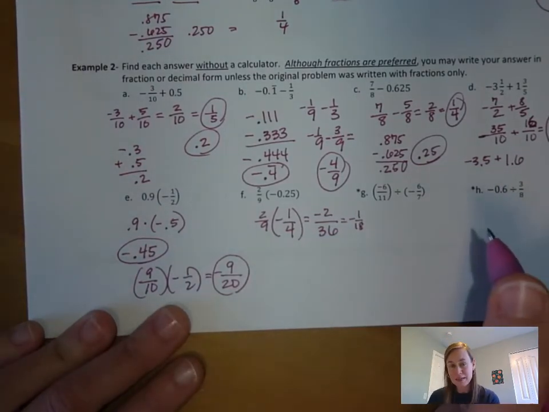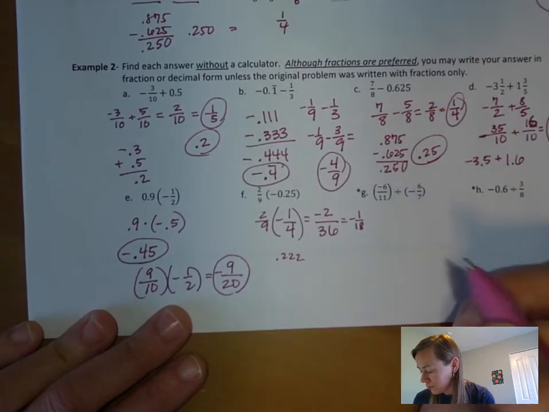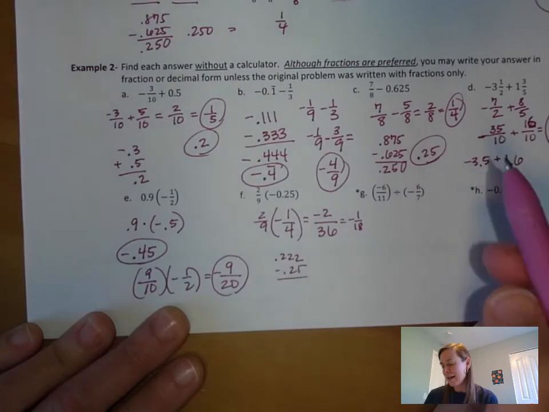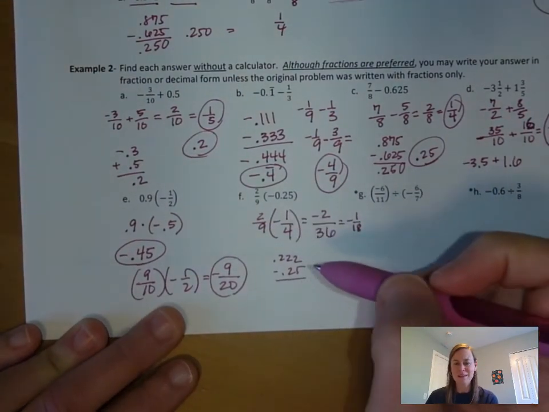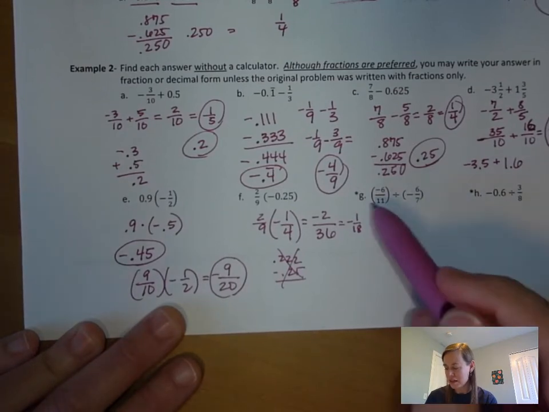Now if we did that with decimals, it would be, let's see, 2/9 is 0.222 times -0.25. I don't know about you, but that's just getting way more complicated. Let's just stick with the fraction version there. Let's go on to G.